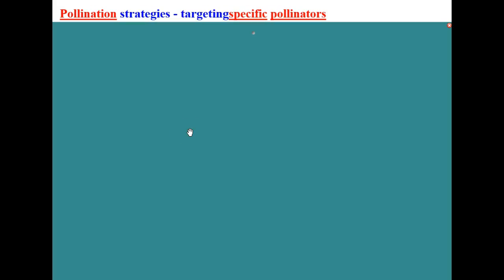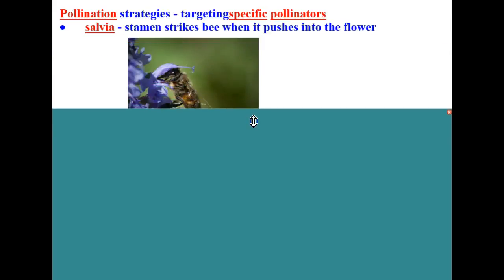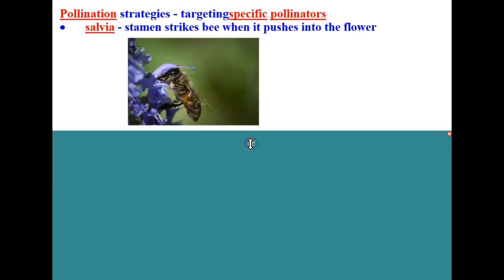Next, let's talk about pollination strategies, which target specific pollinators, and various types of flowers and their strategies. We have the salvia, where the stamen strikes the bee when it pushes into the flower. So it actually strikes down on the bee and gives the bee its pollen. So a pretty unique pollination strategy by that plant.